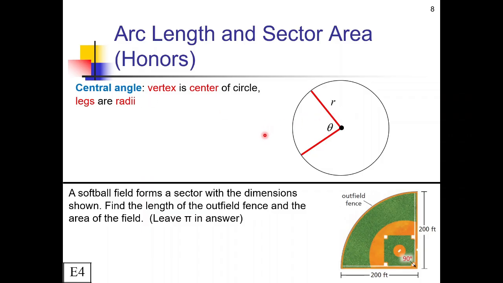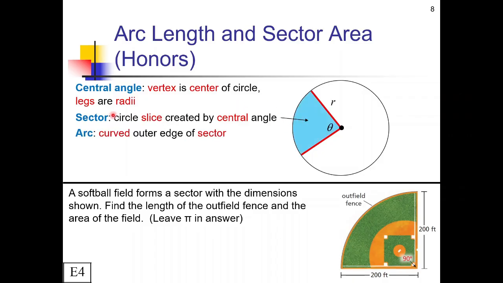So when we create this central angle, we're essentially slicing our circle into a piece of pie, like pie that you would eat. That slice that's created by the central angle, that is what we are calling a sector. That's a slice of the circle. And the arc along here is literally called an arc. That's the curved outer edge of the sector. So we have a central angle, we have a sector formed by it, and we have an arc giving us the outer boundary of that sector.